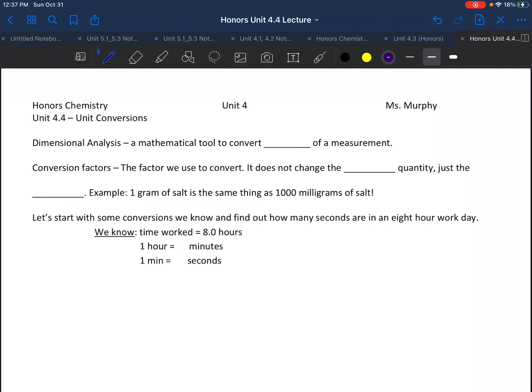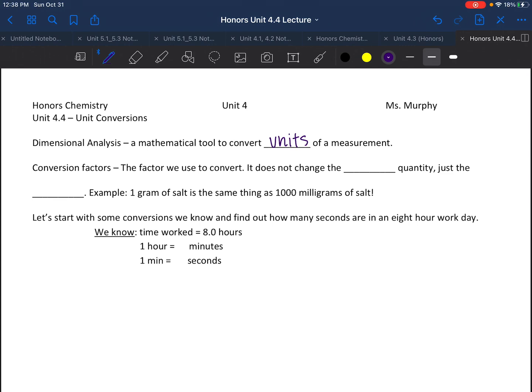Today we'll be talking about unit conversions. And so we're going to do it as if we are given the factors already, like you guys will have in your blue packets. And so let's start talking about why we even do unit conversions. The use of them is called dimensional analysis, and this is a way that we can convert to different units of a measurement. And we use conversion factors.